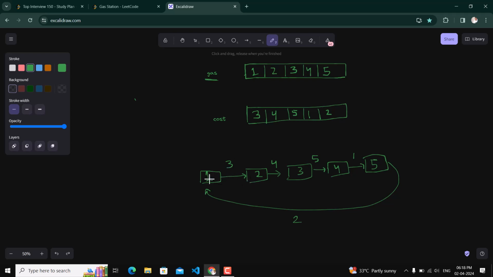So if we are starting our journey from here, to reach from the 0 index to the 1 index, it will take a cost of 3. We can say it takes 3 units of gas, and from the first index to the second index it will take 4 units of gas. At the first index the refilling of gas will be 2 units, and it takes 4 units to reach from the first index to the second index. So this is basically what is given in the question.